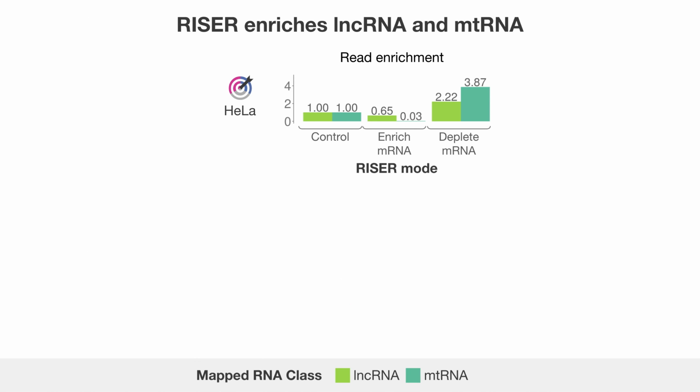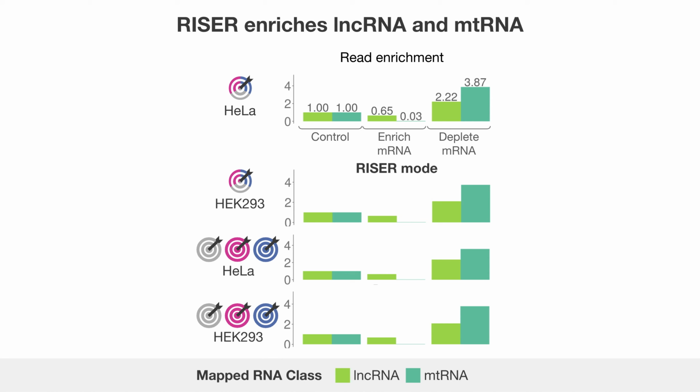As I showed in the first slide, long non-coding RNAs make up a very small portion of reads in nanopore direct RNA runs, but they're biologically interesting, so we wanted to see the effect of RISER on these RNAs. So when depleting mRNA, which is the right-hand columns, we found that the long non-coding RNA proportion in light green increased by a factor of 2.2. And when enriching mRNA, the proportion of mitochondrial RNAs decreased by a factor of 33, indicating RISER might also be useful for that application. Again, these results were consistent across all experiments.